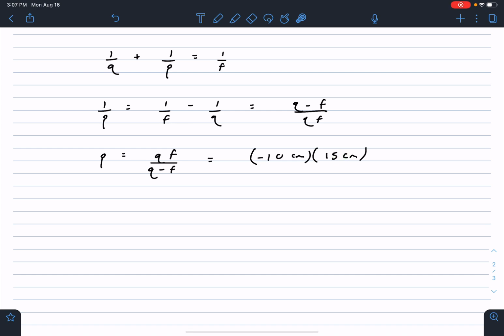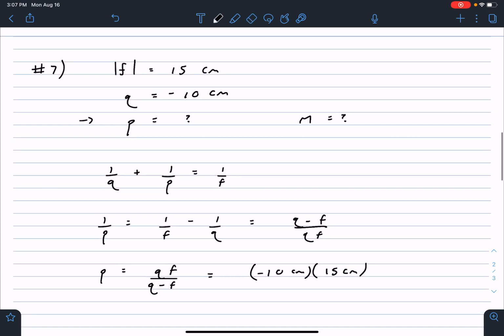Also note here that we were told in the problem that this is a convex mirror. A concave mirror is going to have a positive focal length, so a focal length greater than 0. For a convex mirror, we have a focal length that's less than 0. So that means this should be negative as well. That's something we should have written down, but we can do it now. Negative 15 centimeters.